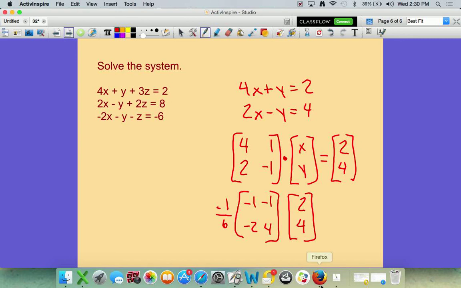Now that is much longer and more complicated than just doing the elimination method on this, and I would agree with you. But when we get to solving these later on, what I'll show you is it is way easier to do it this way. Alright, so that's what we're going to get to later on.